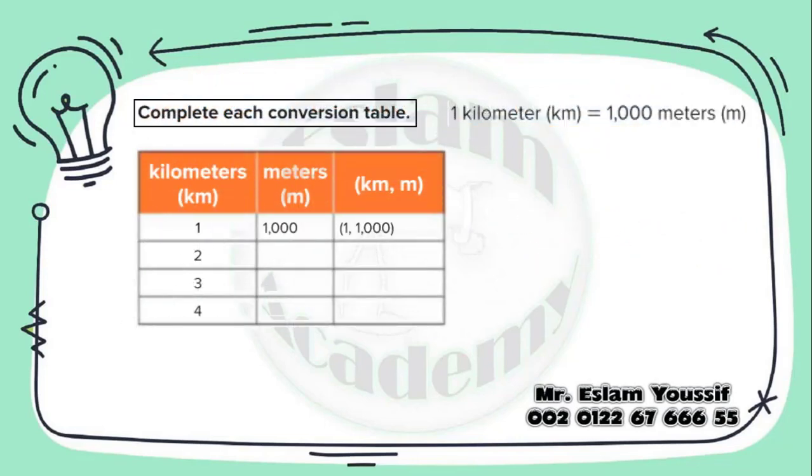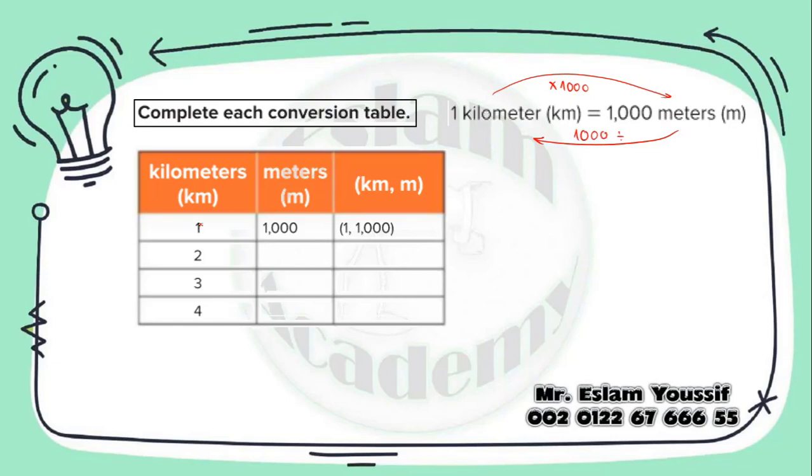So in this question, we need to complete the table. We have a relation now between the kilometer and meter. As we said before, 1 kilometer is equal to 1000 meters. It means when you need to convert from kilometer to meter, just multiply it by 1000. But if you need to convert from meter to kilometer, you will divide it by 1000.